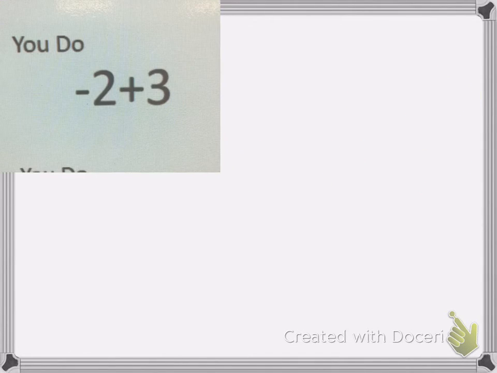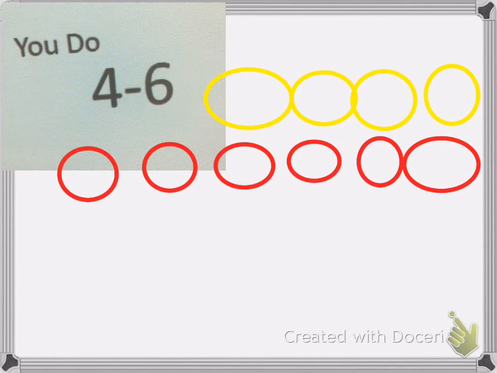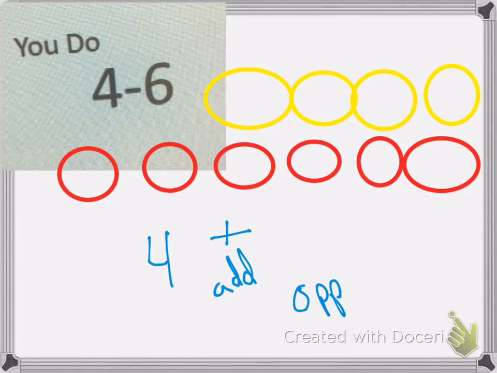All right, we're going to skip that one and go ahead and go with this one, because these are the ones that you actually did in class. So this one here, remember, when you see subtraction, you need to add the opposite. So you keep the 4, and you add, what is the opposite of 6? Negative 6.